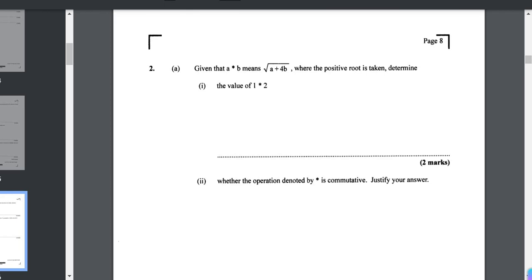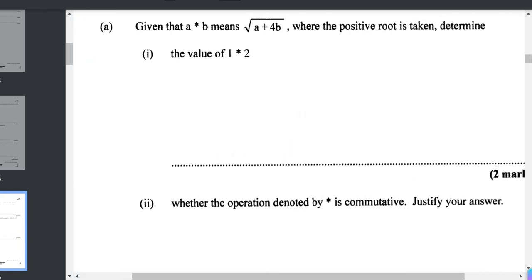If you can see this, it's given that a asterisk b means square root of a plus 4b, where the positive root is taken. Determine the value of 1 asterisk 2. And then it's also said that we should determine whether the operation denoted by the asterisk is commutative. So let's look at this.